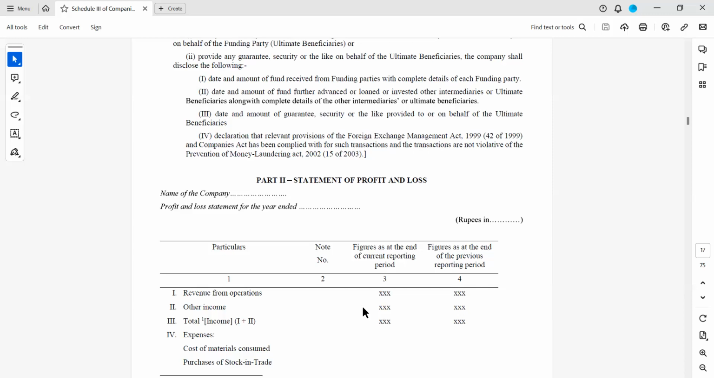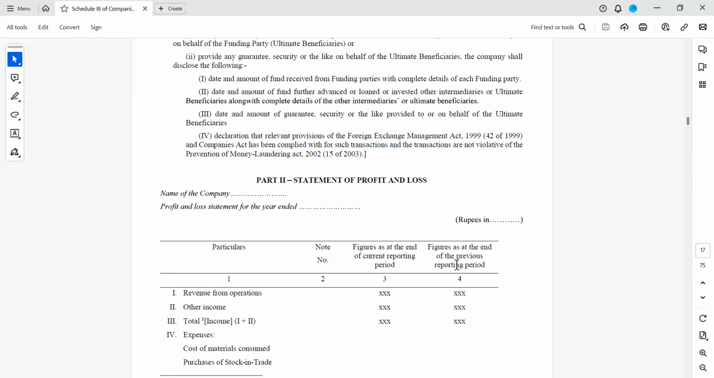See, now we have completed with balance sheet part. Now we are starting with statement of profit and loss. If you see the heading here, name of the company, profit and loss statement for the year ended, and rupees in hundreds, thousands, whatever it is, we have to mention.